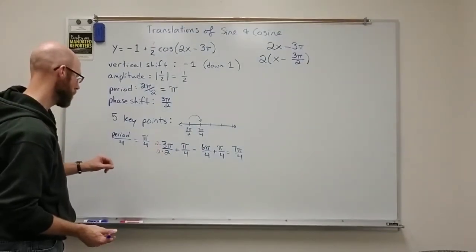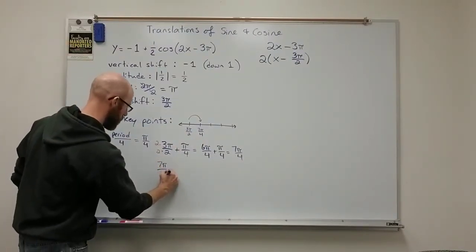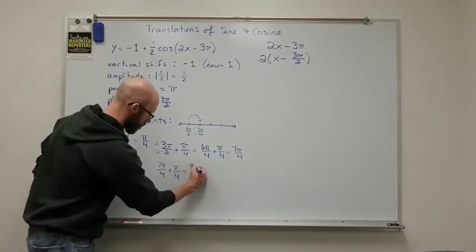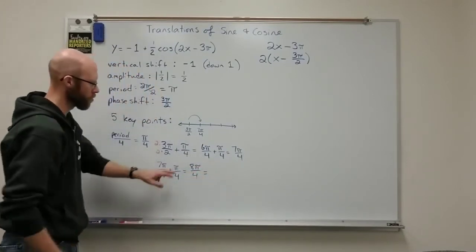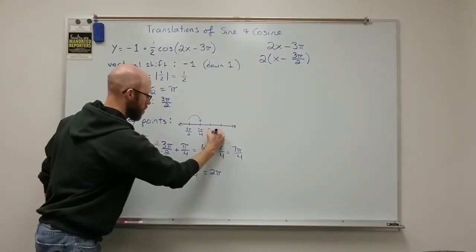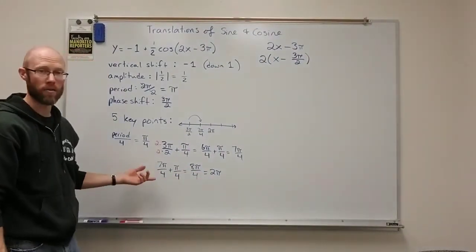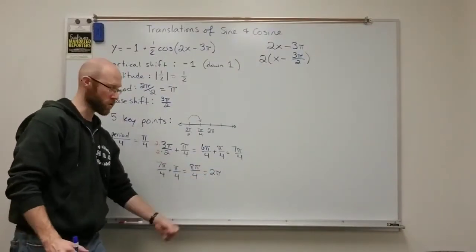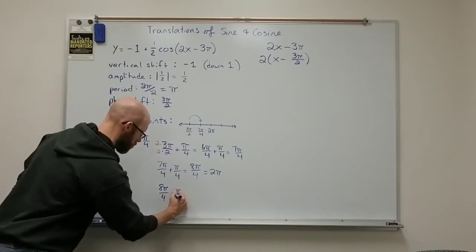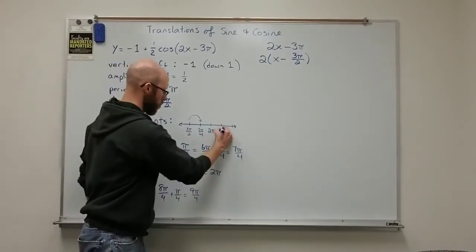Next, we've got to add pi over 4 to 7 pi over 4. That would be 8 pi over 4. And of course, 8 pi over 4 reduces to 2 pi, right? 8 over 4 is 2, so that's 2 pi. Then I take 2 pi and add another pi over 4. Well, I'm going to actually go with the 8 pi over 4, the unreduced form, because I need that common denominator of 4 anyway. So 8 pi over 4 plus another pi over 4 would be 9 pi over 4. So that's going to be my next point.